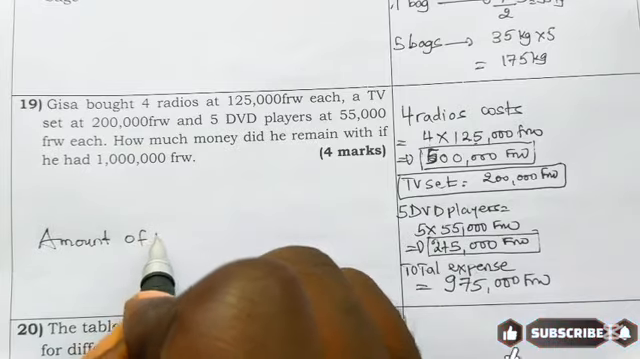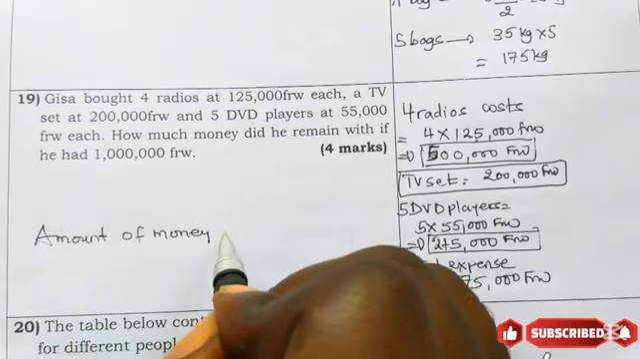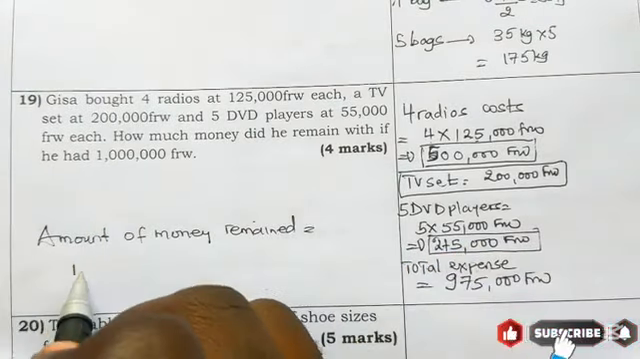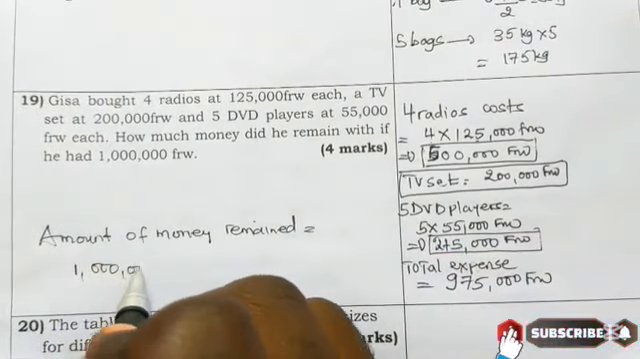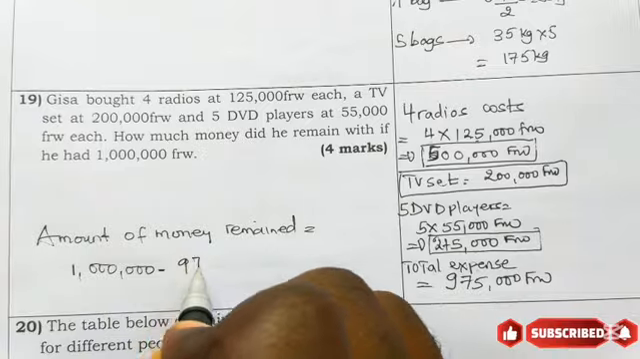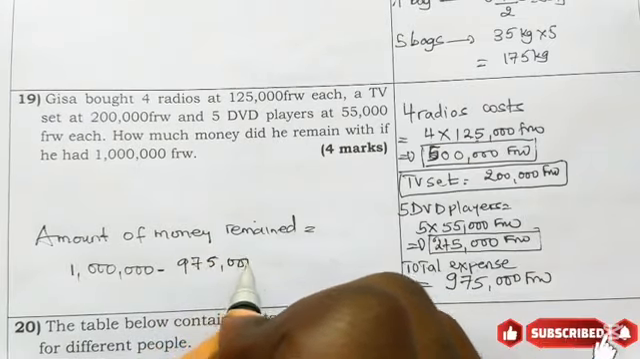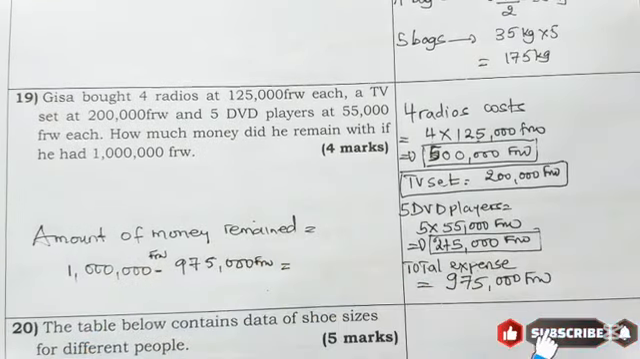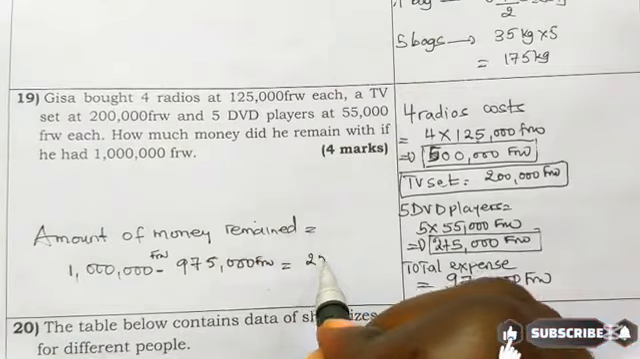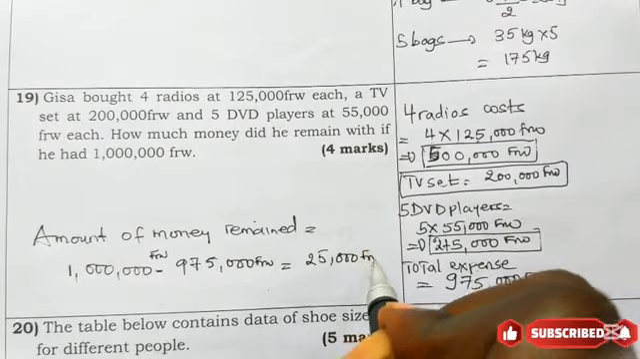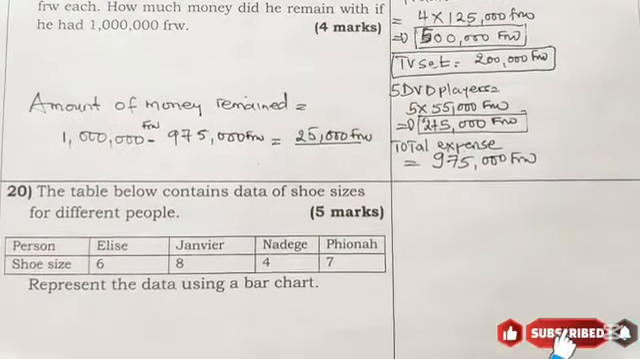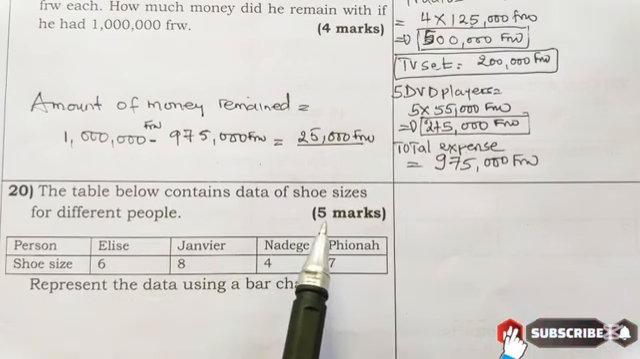The amount of money remained goes to 1 million minus 975,000 francs, and this should be equal to 25,000 francs.